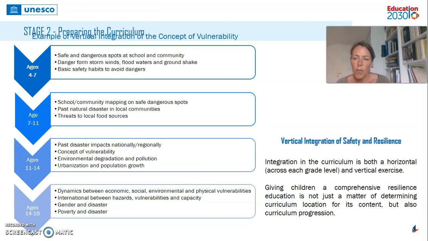Here are some examples of how disaster risk reduction can be integrated in an age-appropriate way. You see it at the very early age, from 4 to 7. It's very hands-on: safe and dangerous spots in schools and communities, so you can identify in your school community and on the school campus where the dangers are if ever a hazard strikes. And then moving towards the higher age groups, to more complex, more abstract discussions on disaster risk reduction, the repercussions of disasters on gender balance and then on poverty.